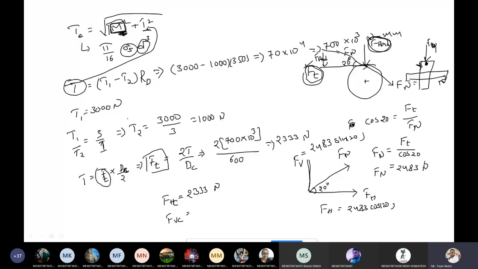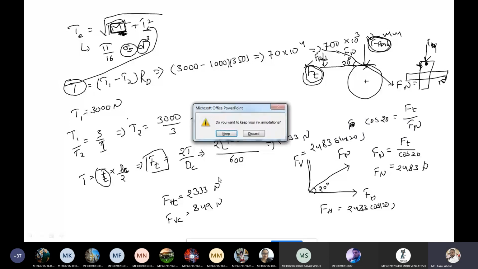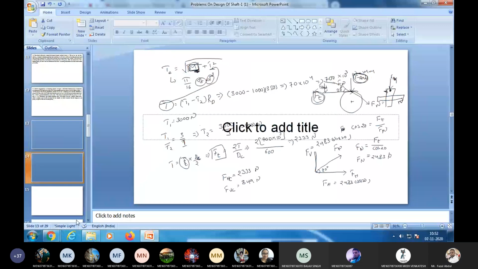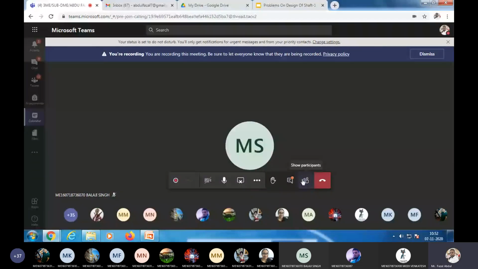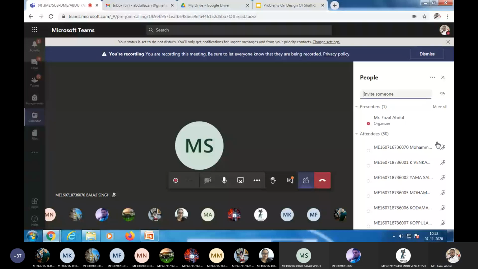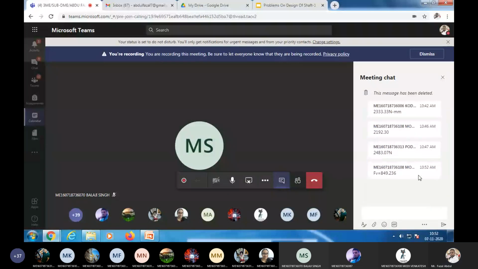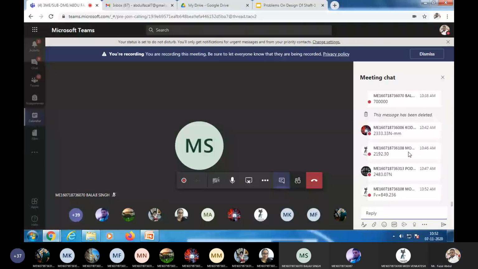How much? You got 849. Very good. 849, yes. Let me check. Only one person in the class is continuously answering. Fifty persons are there and only one person is replying. Roll numbers 108 and 313, only three persons are giving the answers, and the rest of the people are not interacting in the class.